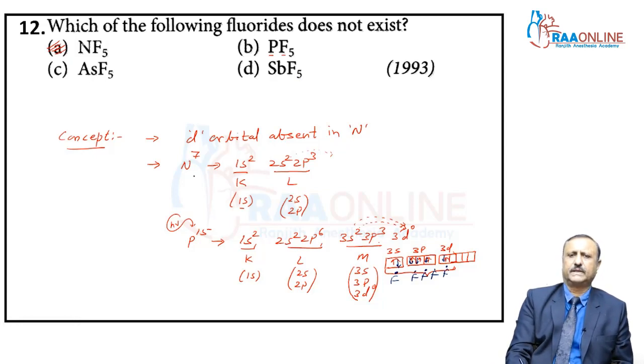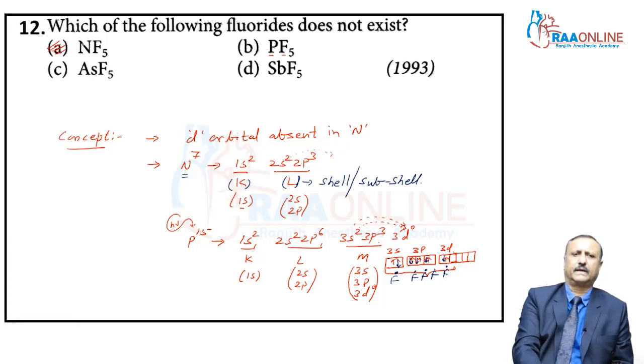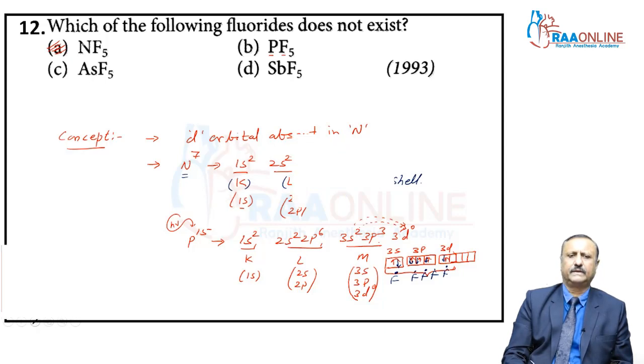But, my dear students, nitrogen cannot form NF5 type compounds, because in nitrogen only the L shell, or L orbital, is present. My dear students, K is called a shell, or you can also call it a subshell. So, this is the concept, and due to this concept you can solve the problem and you can get the answer A. This question was asked in the 1993 NEET exam.